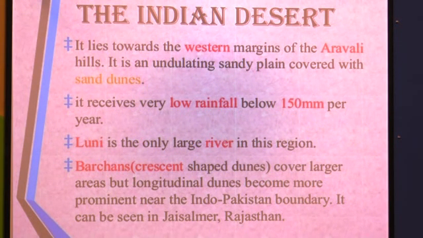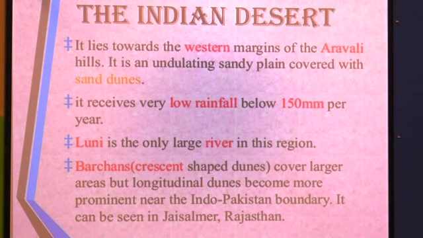Small dunes are there, barkhans are there. These are landforms made by sandy soil, common landforms which occur in desert areas. Now what are the characteristics of the Indian desert? On the basis of climate, this desert is very different. The Indian desert receives very low rainfall, mostly at the time of the monsoon season only, about 150 millimeter per year in the whole desert area.